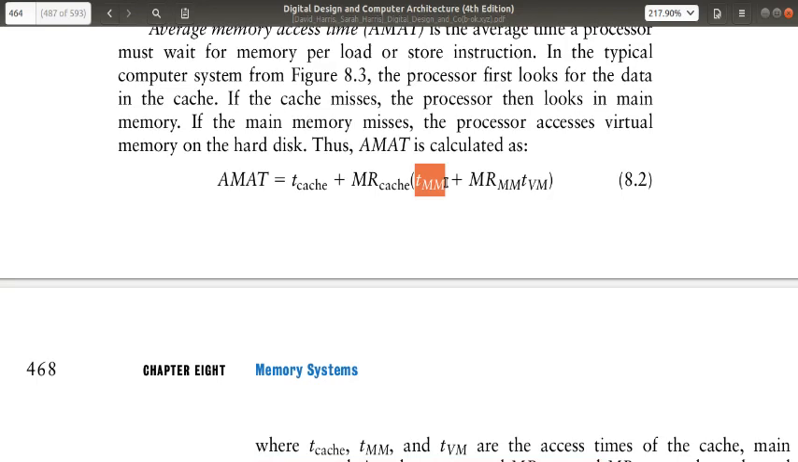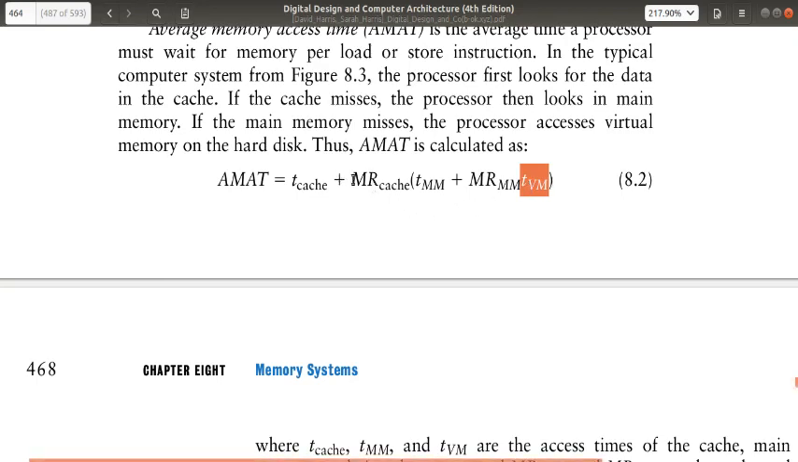But when we are taking the average, on average the cache has this amount of miss rate, MR cache. So we have to multiply TMM, the time for accessing main memory, with the miss rate of cache. If the data is not there in the main memory, what does the processor have to do? It has to look in the virtual memory. So that is the time for accessing the virtual memory.